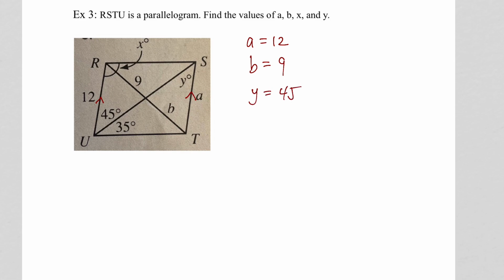Finally, we know that same side interior angles are supplemental. So this angle, this entire angle, and this entire angle here are supplemental, meaning they add up to 180. So I'm going to say that x plus 45 plus 35 must be equal to 180. So x is equal to 180 minus 45 minus 35, which comes out to 100.